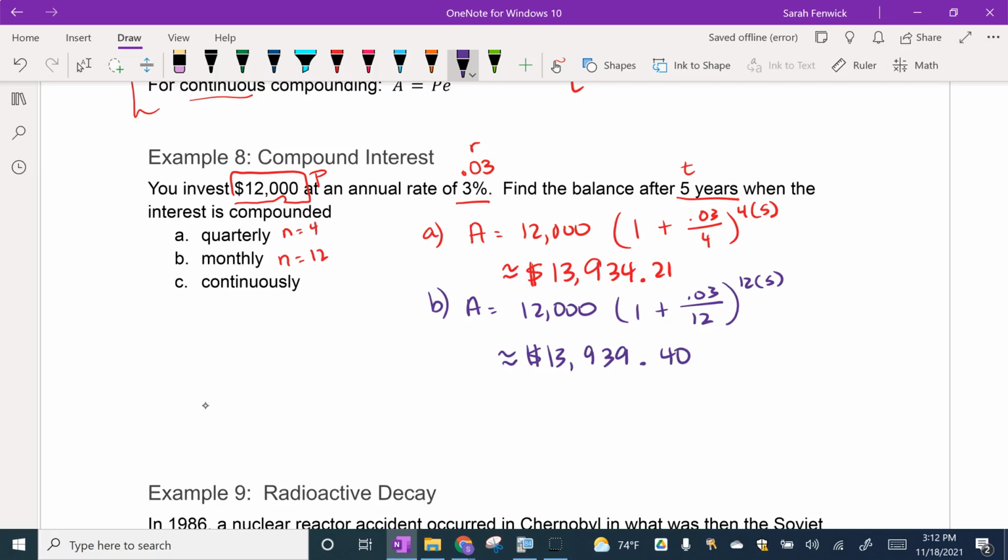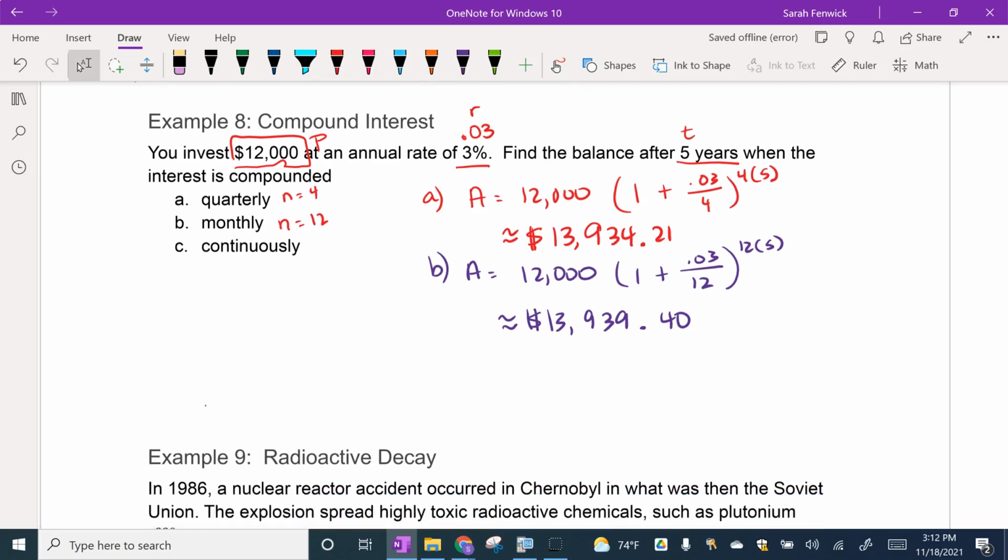Obviously $5.20, or almost 20 cents. But that's not much considering it's the same 5-year period. A little over $1 a year. So the next one is A equals the principal, 12,000, times E to the R, 0.03, T, 5 power. And that one gives me approximately $13,942.01.